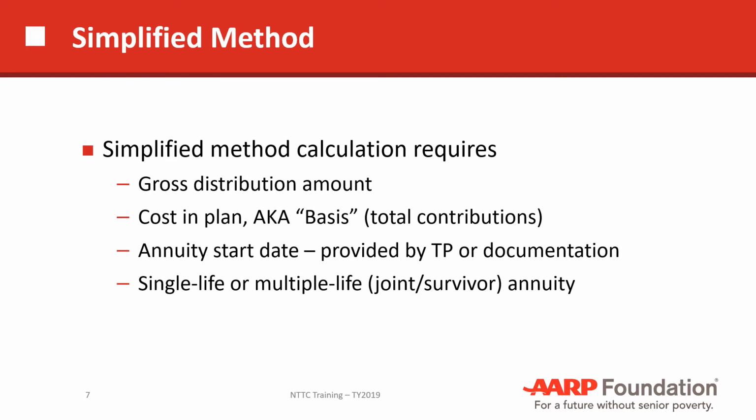The annuity start date provided by the taxpayer or documentation. So if you don't already know what the annuity start date is, you need to ask the taxpayer. And single life or multiple life. So when people sign up for their retirement plans, they usually make a choice between whether they want the retirement plan just for their single life, for themselves, or for themselves and their spouse. So you need to know what decision was made back when they first signed up for the plan, and that will be used in the simplified method calculation.